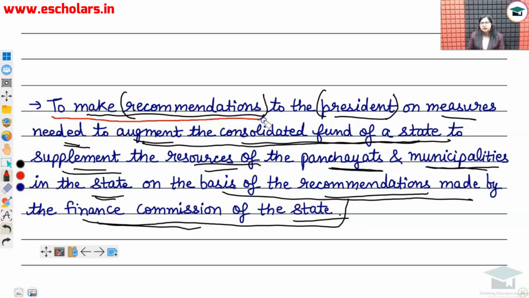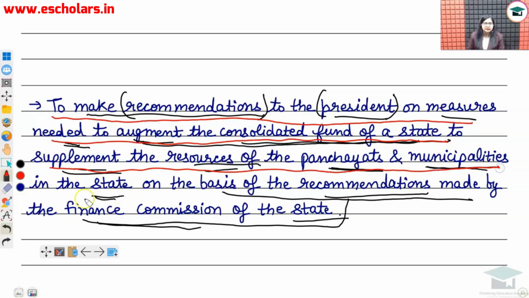To make recommendations to the President on measures needed to augment the consolidated fund of a state, to supplement or support the resources of the panchayats and municipalities in the state on the basis of the recommendations made by the Finance Commission of the state.